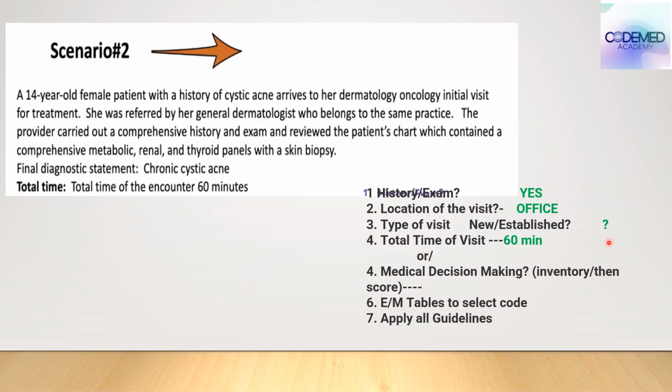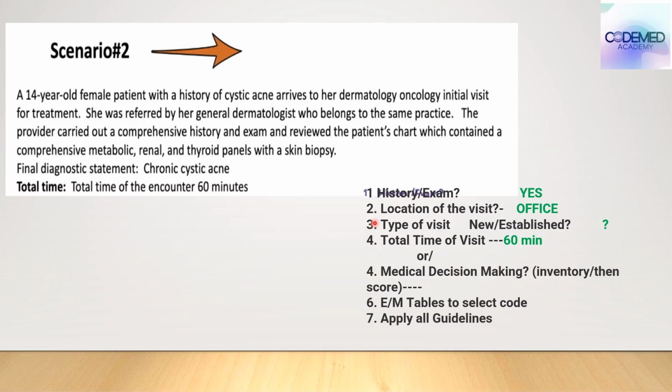Now, first of all, we will find out. History and exam, yes, carried out. Location of the visit, it is the office, okay? And then the type of the visit, new or established. Now, we need to find out whether it's new or established. She was referred by her general dermatologist, where she has come to dermatology oncology. So this is a super specialty. Dermatologist referred by the dermatologist. So we need to find out whether she is a new or established patient. Total time is 60 minutes.